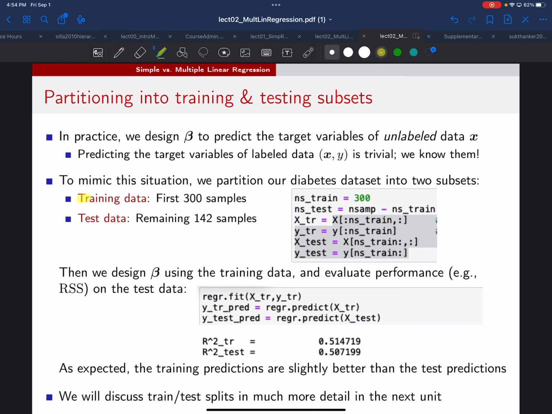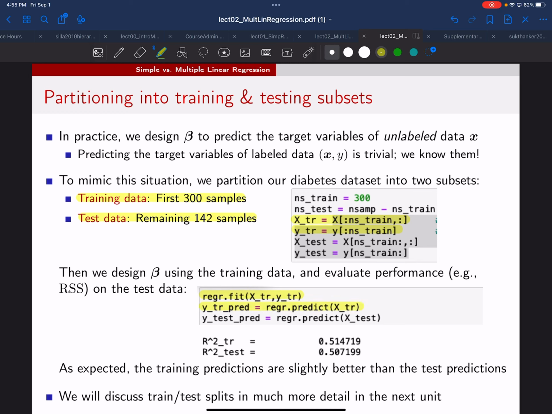We can split it into two. For the training data, let's take the first 300 samples, and for the test data, let's take the remaining 142. So what we do is, here you can see for the training, we extract just a subset of the total data in the data set, and for test, a different subset. And then let's do the fit with the training alone.